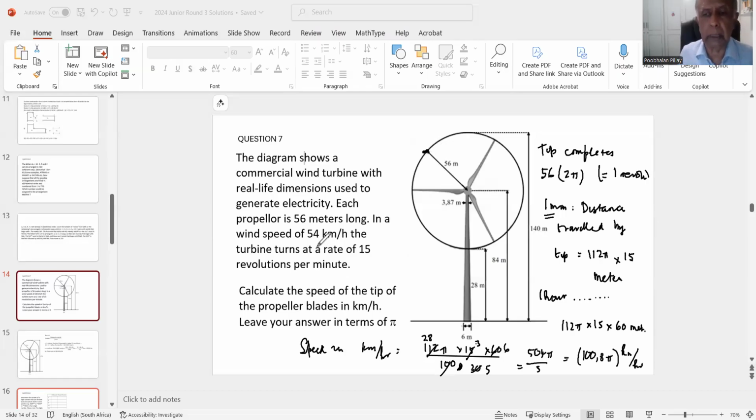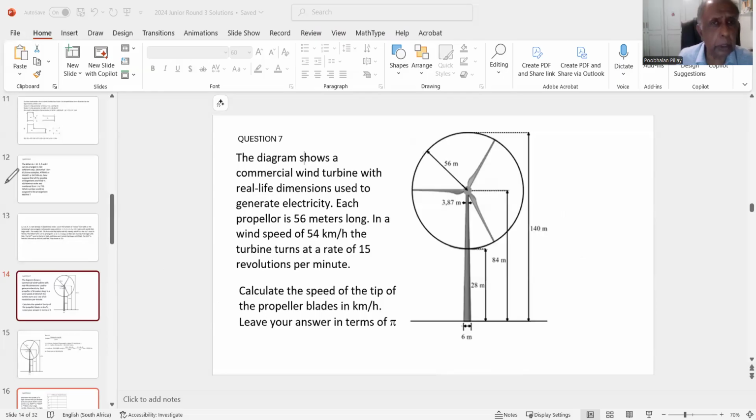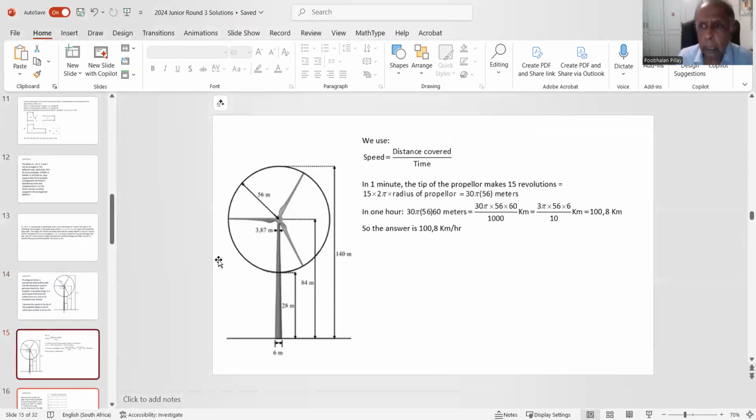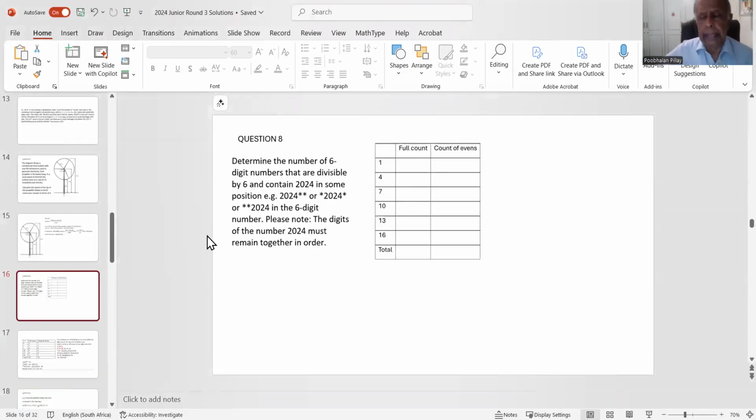Okay, so that takes care of this problem. And let's just check to see whether this is the same answer that I got. Oh, there it is, 100.8 kilometers per hour. So that is the same answer that I got. Let's do question 8. Don't worry about the figure. I've got that figure to help me along.